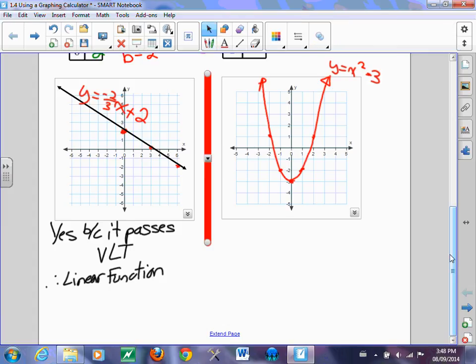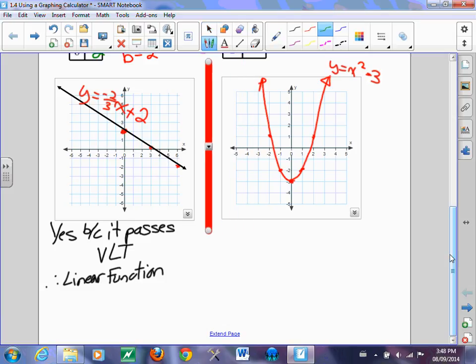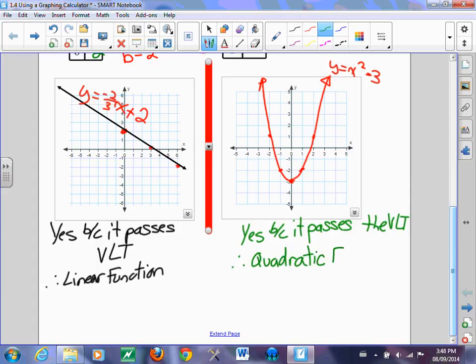All right. Take a look at the second example, ladies and gentlemen, as I take my bar across my parabola. Notice that at every case, it's just hitting the line once. So yes, this is yes, because it passes the VLT. And you could say this is a nonlinear function, or you could actually say, therefore, it's a quadratic function. We're going to learn a lot about that this year, and you'll be guaranteed you'll have questions like that on your final exam about quadratic functions.